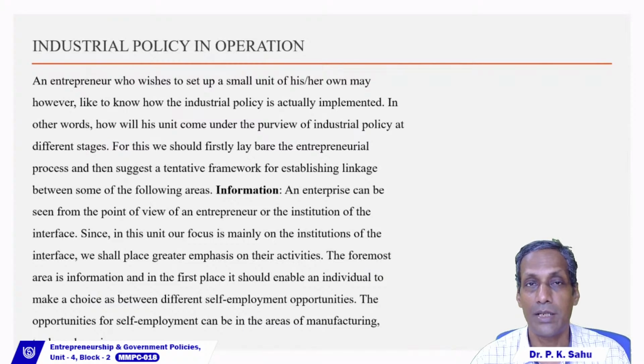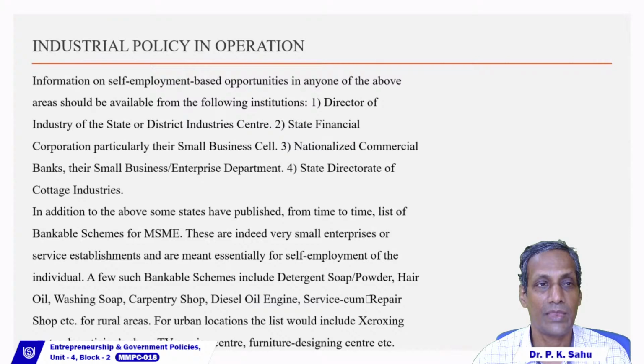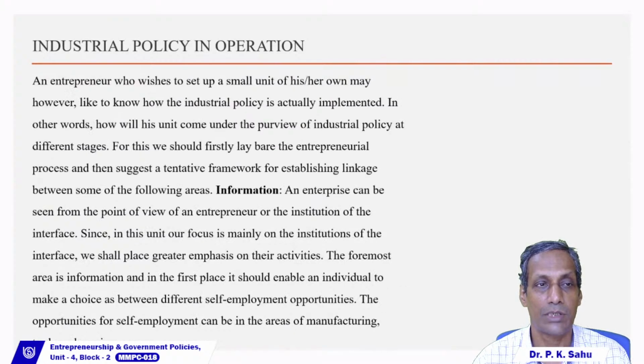So, how has it been in operation, the industrial policy. An entrepreneur who wishes to set up a small unit of his or her own would, however, like to know how the industrial policy is actually implemented. In other words, how will the entrepreneur's unit come under the purview of industrial policy at different stages? For this, each one should first lay bare the entrepreneurial process. Each one has to understand the entrepreneurial process and then suggest a tentative framework for establishing linkage between the following areas. One is information. The second one is other institutions, apart from the cottage industries.